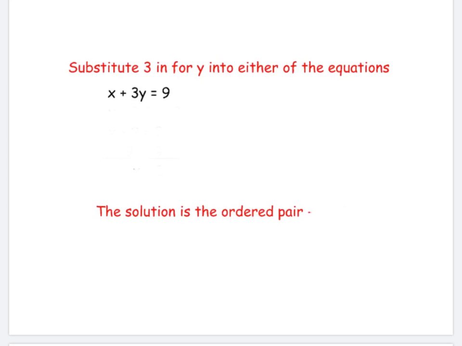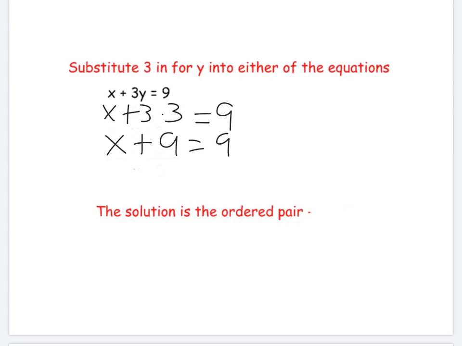I can now use my value for y, which is positive 3, and substitute into either one of my equations to get my value of x. I chose to use x plus 3y equals 9. So if I substituted my value of y as 3, I would have x plus 3 times 3 equals 9. If I simplify here on the left, I would have x plus 9 equals 9.